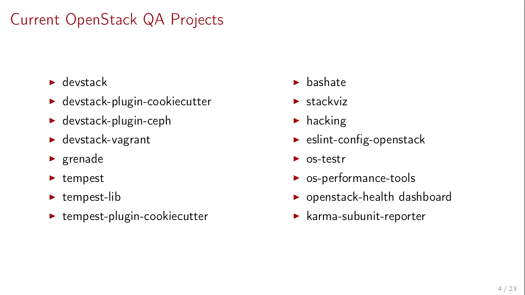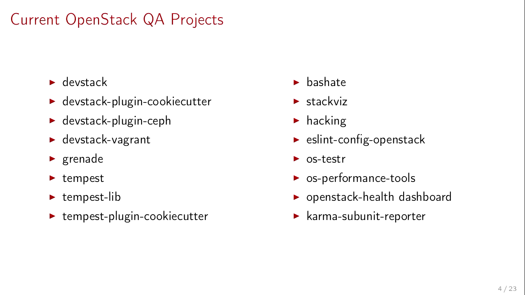Grenade is upgrade testing. Tempest and all of the things listed there for Tempest, those are integration test suites to do black box API testing from a running OpenStack cloud. Then you've got some things like bash8 and hacking, which are style rules, style checking.